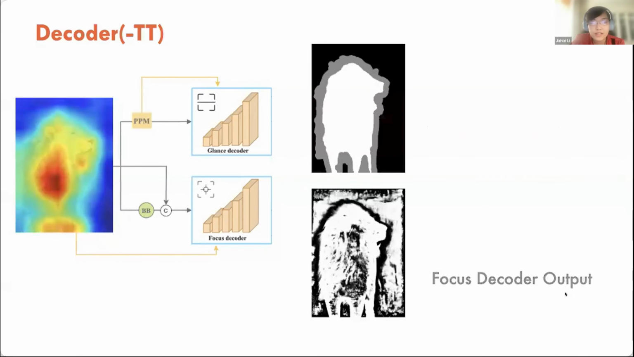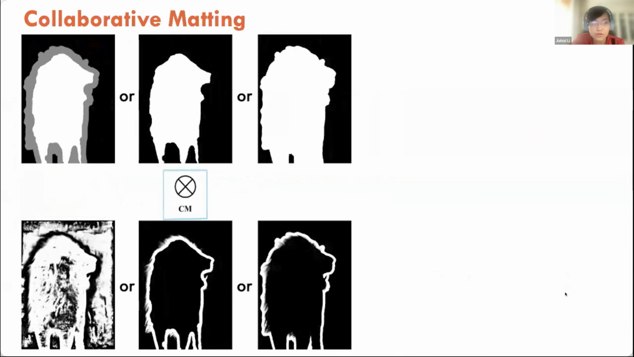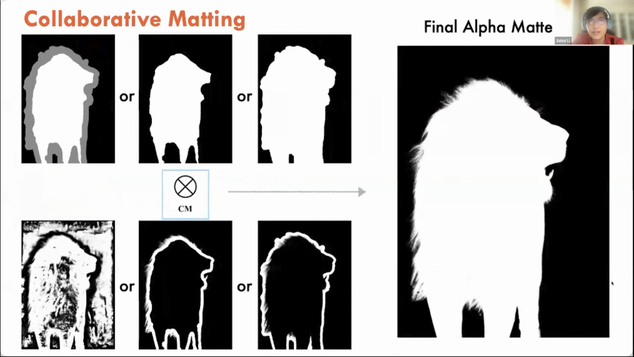For the next step, we're going to combine these two pieces of information together through a module we call the collaborative matching module, and then we have the final alpha matte, which includes all the details.